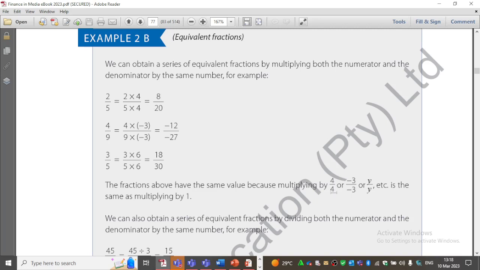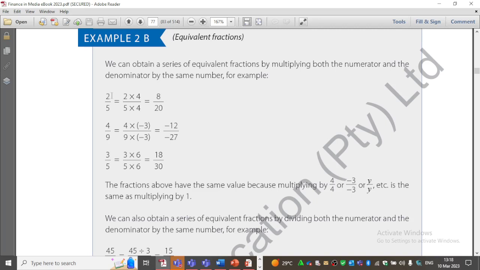So 4 out of 4 will still give you 1. -3 divided by -3 will give you 1. But if you are trying to find an equivalent fraction and you multiply the numerator by 4 and the denominator by -3, so you have 4 divided by -3, it won't give you 1, meaning that fraction will no longer be equivalent to the original one. If you calculate it, you will not have the same value as the one you had.